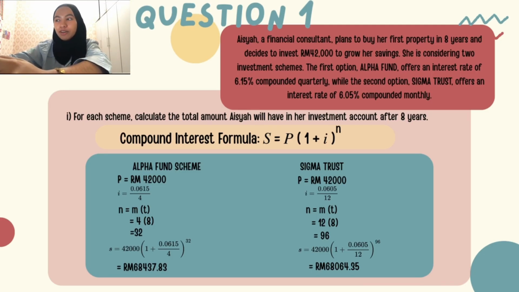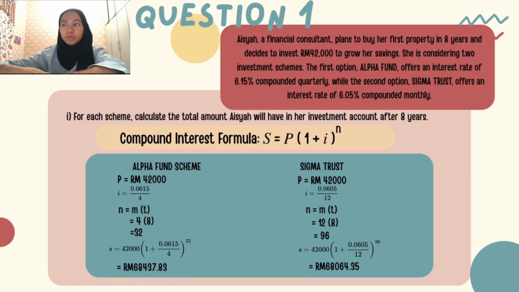So we will be using the compound interest formula, which is S equals P times 1 plus I to the power of n. The first step is we gotta gather all the information that they gave us in the text. First of all, we got P, which is RM42,000, and then our I is 0.0615 over 4, and our n is equal to 4 times 8, which is 32. So place the information into the compound interest formula, and we will get a total of 68,437.83 cents. And that is for the Alpha Fund scheme.